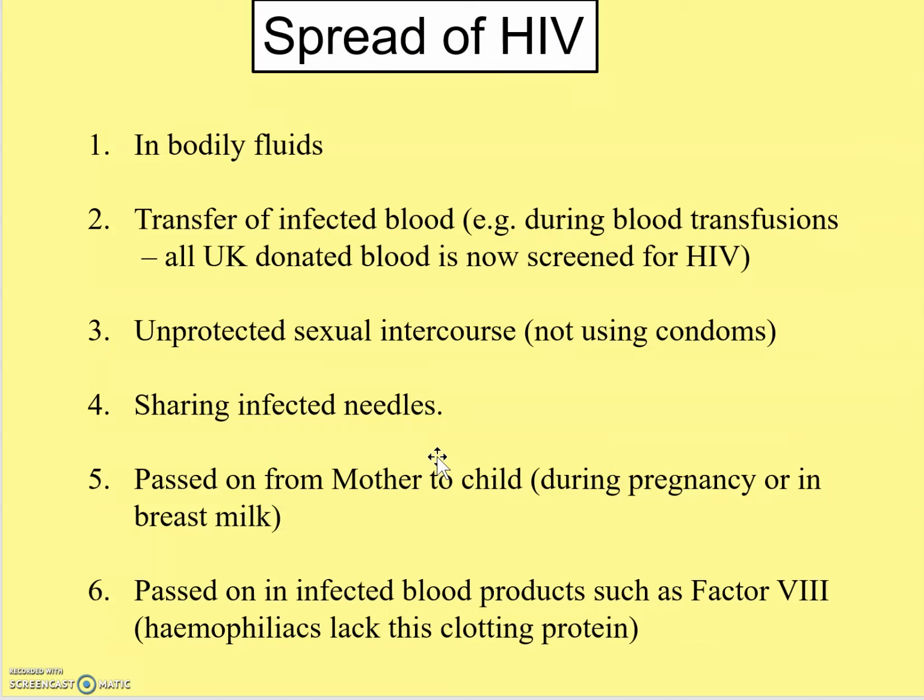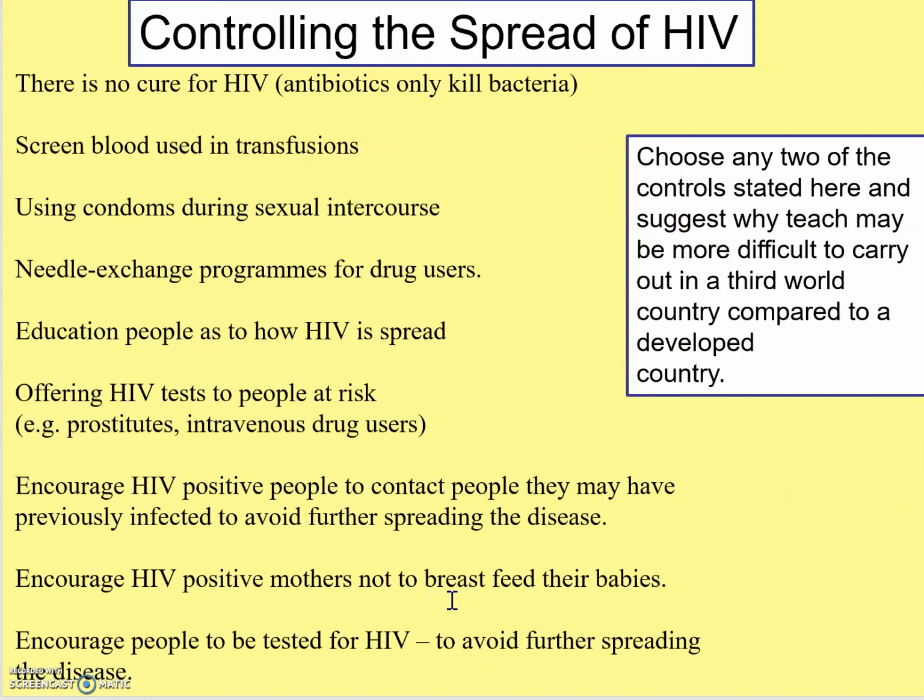The spread of HIV, so we've got various lists here, and it's all well documented. In body fluids, it's this blood-to-blood transfer that's the main cause of spreading. It can be passed on from the mother to the child in breast milk. It can be passed on in infected blood products, but everything is just screened now, quite rightly, so that even if you do give blood, they're not going to use it if it's infected with HIV viruses.